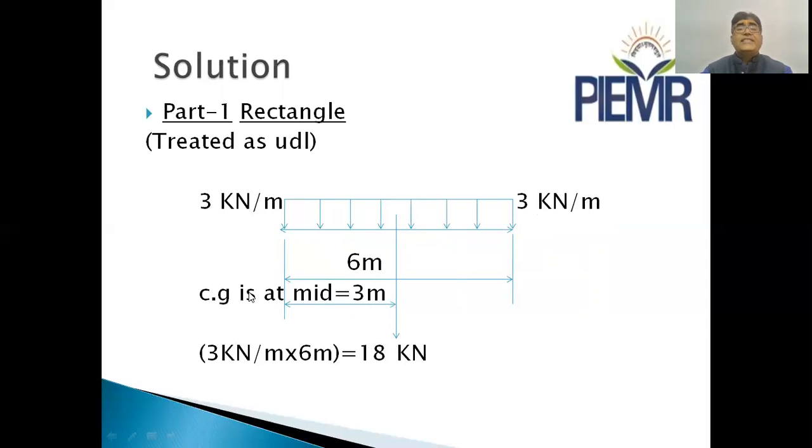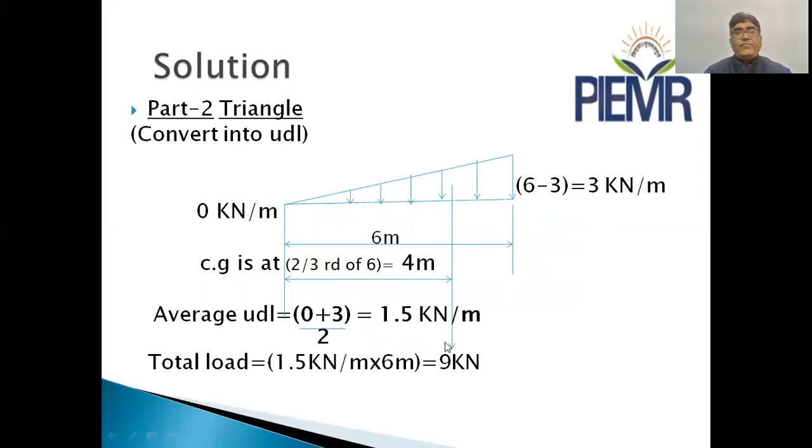I have written here that the CG is at the midpoint, and the calculation part I have shown here. Converting the UDL of 3 kilonewton per meter into a point load, multiply by the whole span, that is 6 meter. Meter to meter will be cut, and 3 multiplied by 6 will be 18, and the unit will be kilonewton.